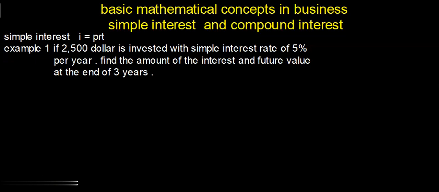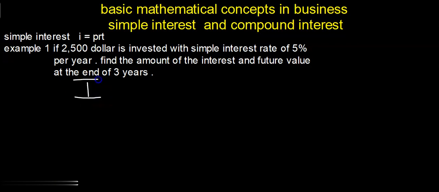Example 1 says that if $2,500 is invested with a simple interest rate of 5% per year, find the amount of the interest and the future value at the end of 3 years. This seems like the easy one because we've got the 3, which is our time, T, and we also got our principal, the present value, and the R. So now it's all about just multiplying these three things.